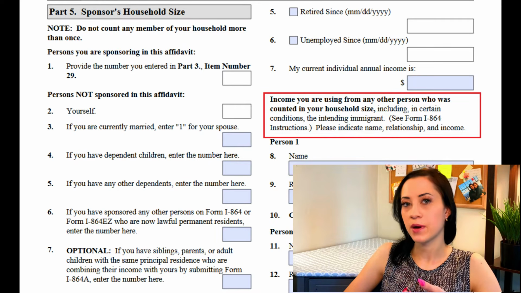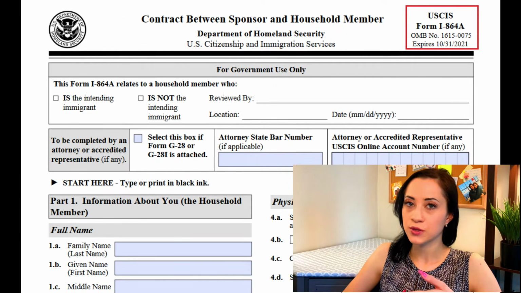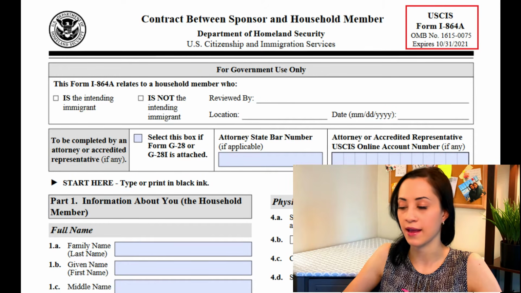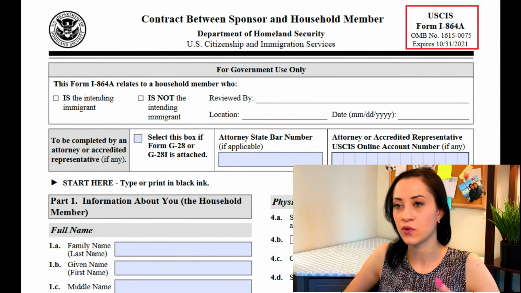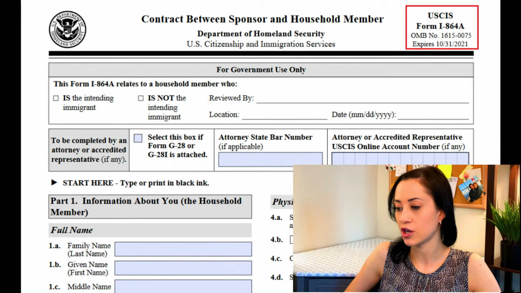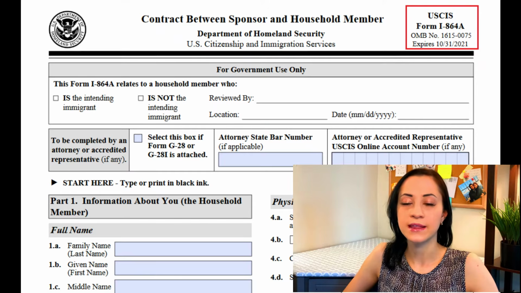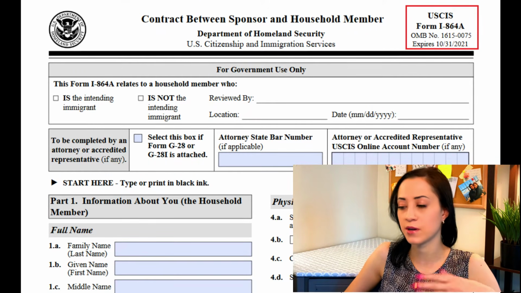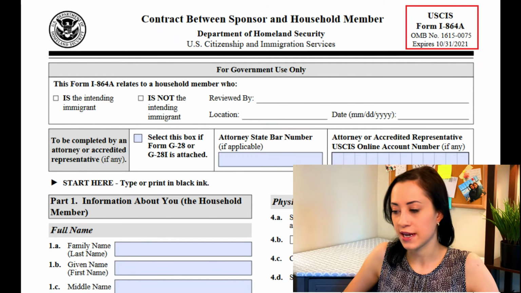A household member is not a joint sponsor. Therefore, a household member will not be filling out Form I-864. Instead, they will be filling out Form I-864A. A joint sponsor, like I said before, is someone who does not reside with the petitioner in the same residence, and therefore they will be filling out a separate Form I-864. A household member, on the other hand, is someone who resides with you.